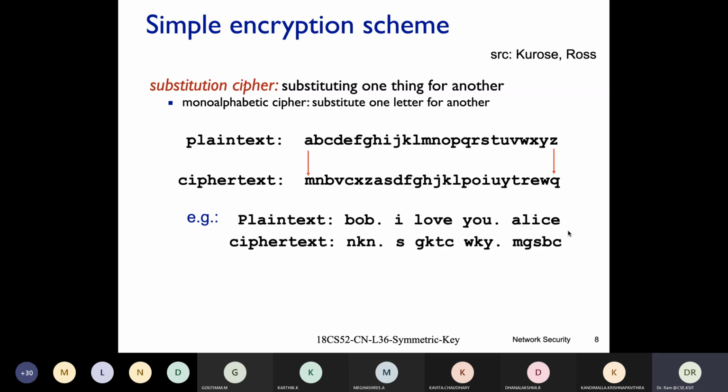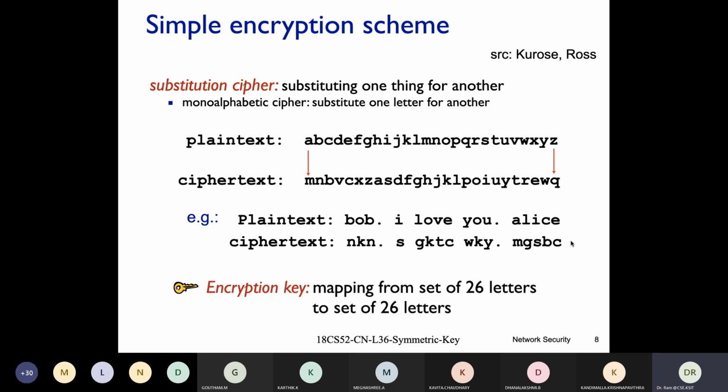So if you look at a simple case, using this mechanism, this being the key, the plain text "Bob, I love you, Alice" would get converted: B gets mapped to N, O gets mapped to K, B gets mapped to N, I gets mapped to S. So this is the original text, "Bob, I love you, Alice." The text becomes nkn.s, gktc, whatever. This was the simplest substitution mechanism.